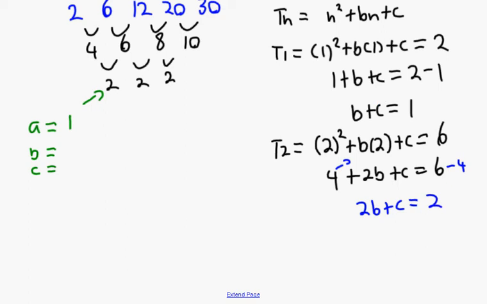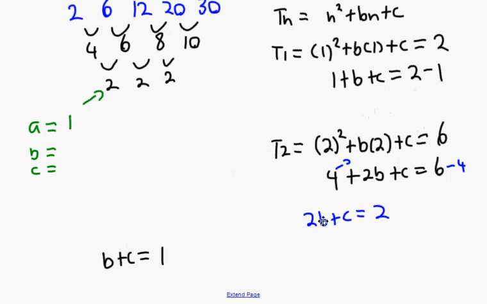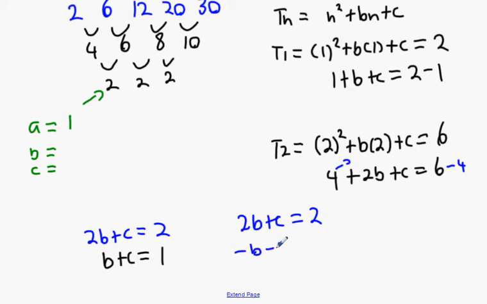What is the next step in doing this? Simultaneous equation. Okay. So when you do a simultaneous equation, which letter is the one you pretty much always get rid of first? The c value. So 2b plus c equals 2. Minus b minus c equals 1. 2b minus b? b. b equals 1.